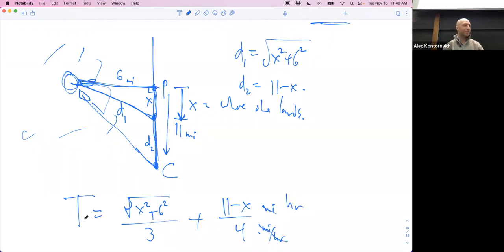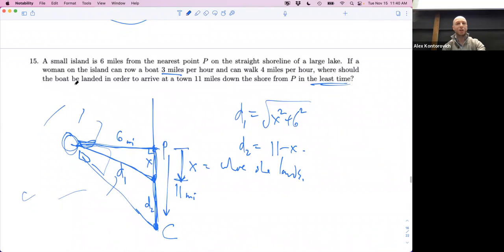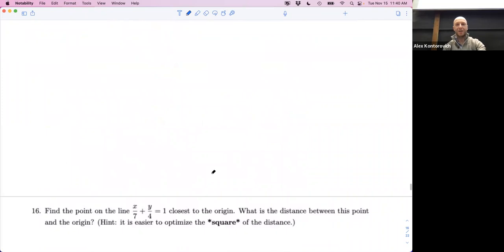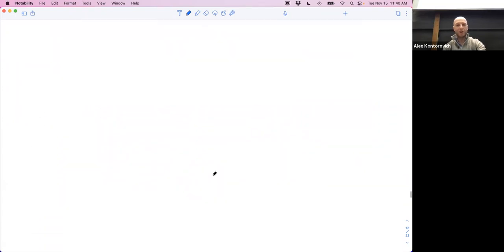All right, and now you can differentiate this, set it equal to 0. You'll figure out where she should land, and then you'll know how much time it'll take. Where should she land? So X is the answer. We're out of time. Anyone who wants to go is welcome to go. If you want me to do one more problem, I can stay and do one more.